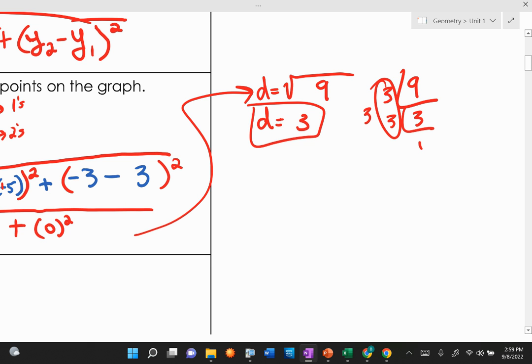Okay, so when you're doing the square root, have y'all seen prime factorization before? You take two of the same number, and you put them together to get that number.